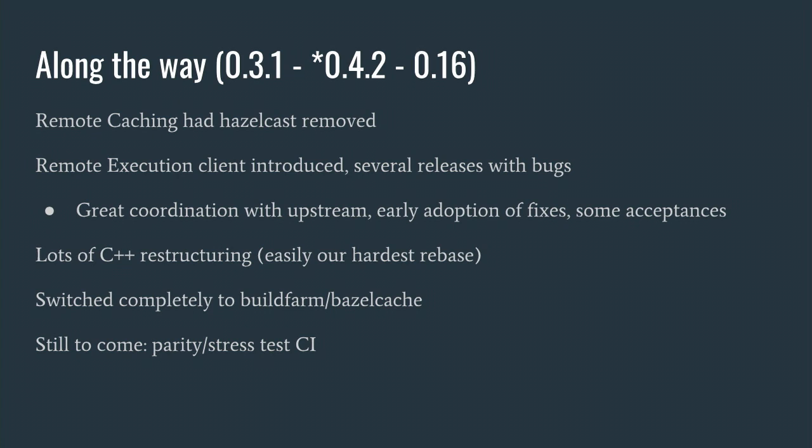Along the way, these numbers reflect essentially where we went, where we started out, 0.3.1, to our adoption build-wide at the ATG with 0.4.2 all the way through 0.16. We've done one incremental release after another to successfully adopt everything that has been accepted through 0.16. We've dealt with a lot of C++ restructuring that's coming from upstream. And we also switched completely to executing with Build Farm internally and using a tool called Bazel cache to offer a local facsimile of the Ccache behavior.